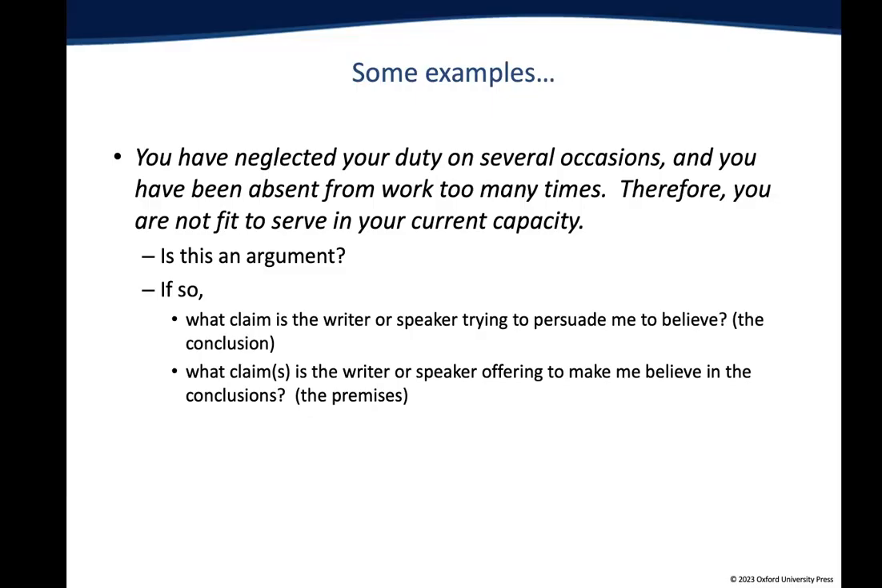current capacity. So this last statement, therefore, you are not fit to serve in your current capacity, that would be the conclusion. And then in terms of a premise, you have been absent from work too many times, you've neglected your duties on several occasions. Those are examples of premise statements.